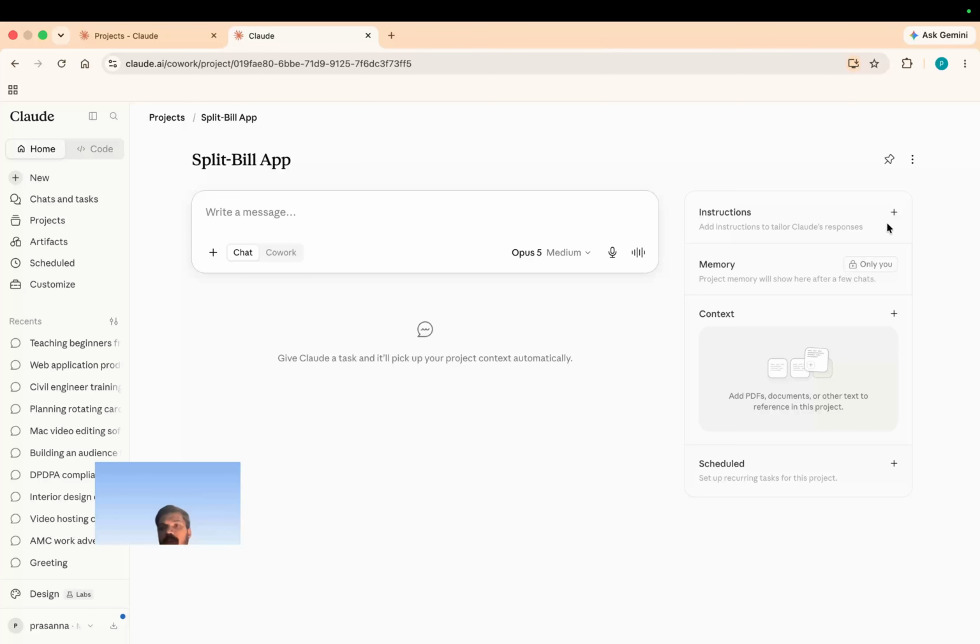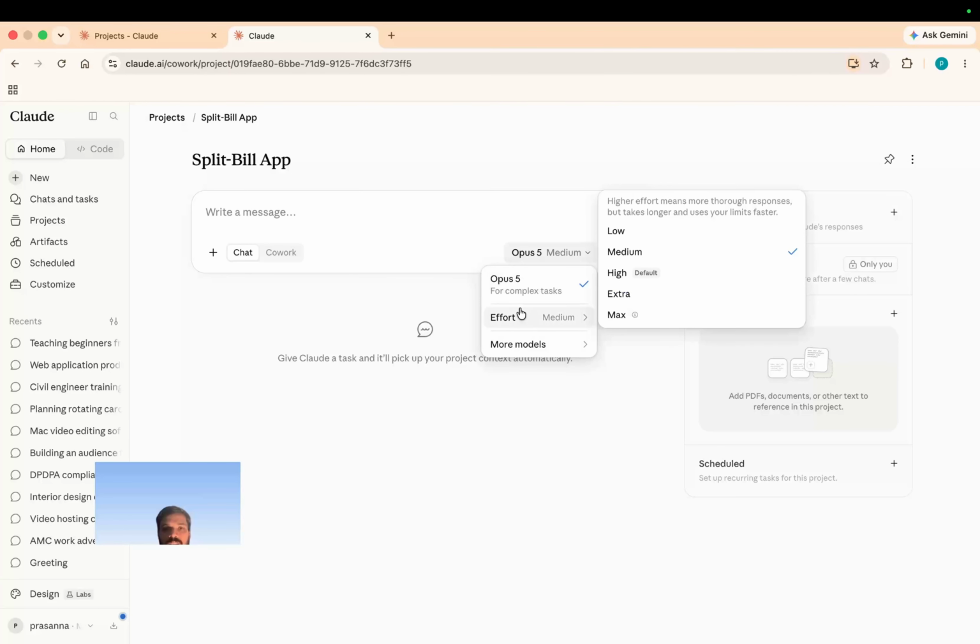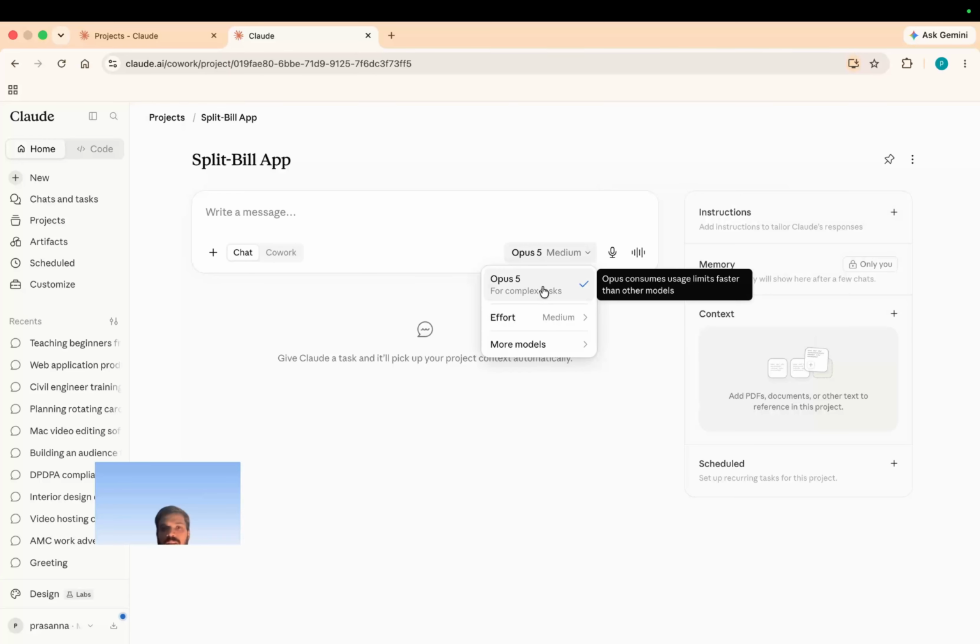Of course there are a lot of instructions which can be given. I don't want to write anything right now. I will explain why. Because I also want these instructions to be written by Claude itself. We will see how. Okay, so now of course you can actually select the models for this.